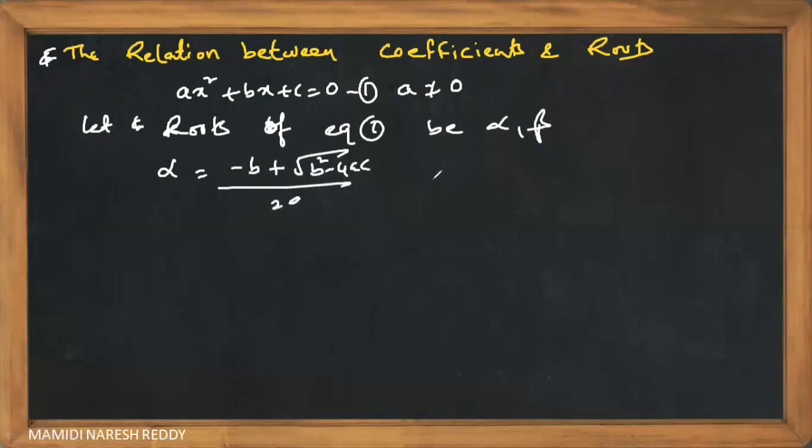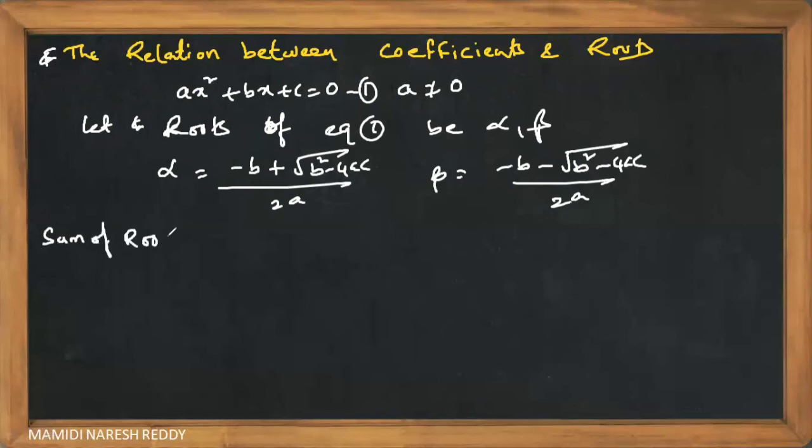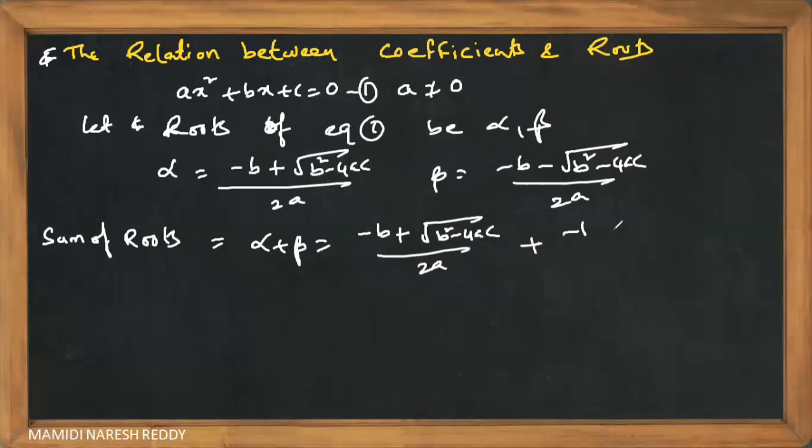Children, please kindly prepare this. Tomorrow I will ask this. And beta is equal to minus b minus under root of b square minus 4ac by 2a. Got it? Now let's find the sum of the roots, children. Everyone please kindly pay attention towards my screen. Sum of the roots means alpha plus beta, just substituting the alpha comma beta values here: minus b plus under root of b square minus 4ac by 2a plus minus b minus under root of b square minus 4ac by 2a. Any doubt?